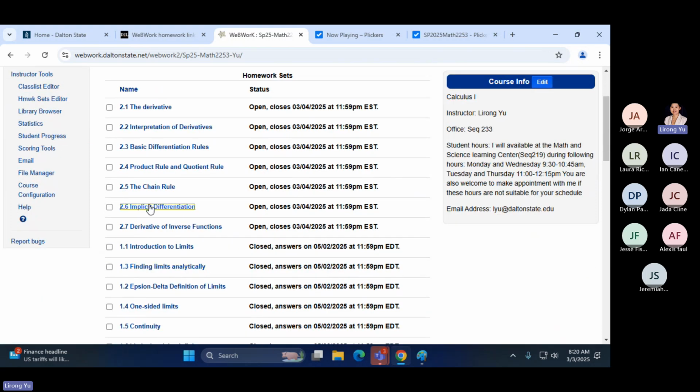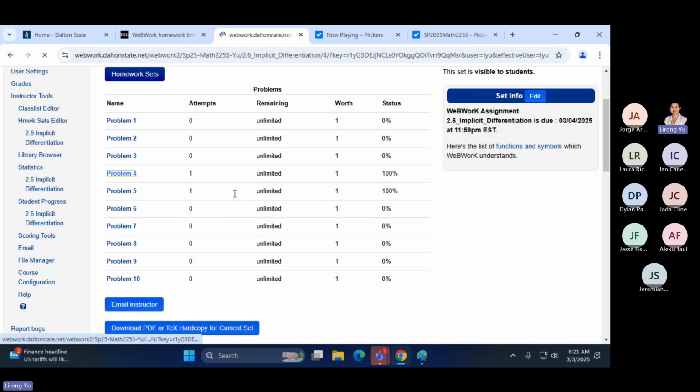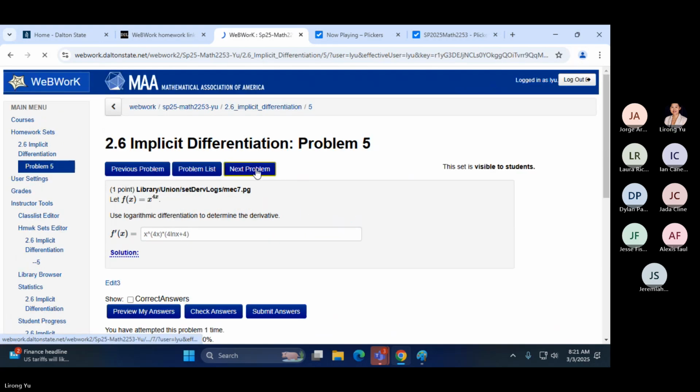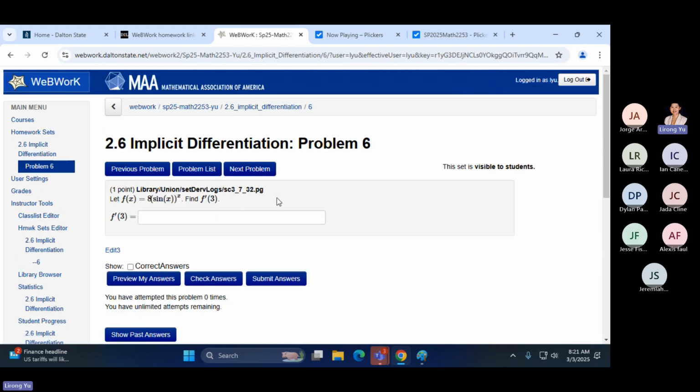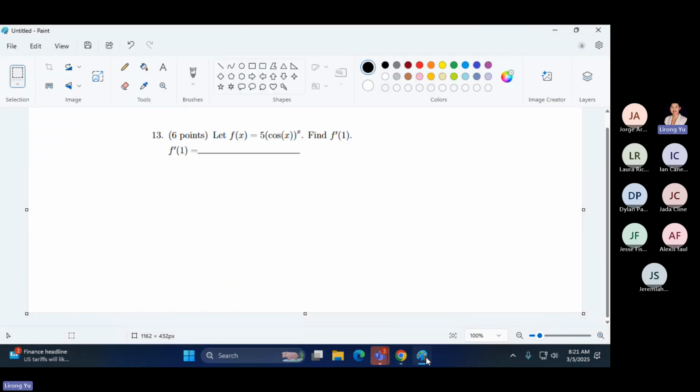So if we look at the 2.6 homework with one of these. Yeah, like this. So pretty much the question that we had on the test for question 13 is similar to problem 6 on the 2.6 homework. If you don't know how to solve this question, that is an indication that you might not have practiced this question on the homework, or you might not figure out how to solve it by yourself independently, because of course the test is completely independent compared to homework, where we have a lot of help or tools.